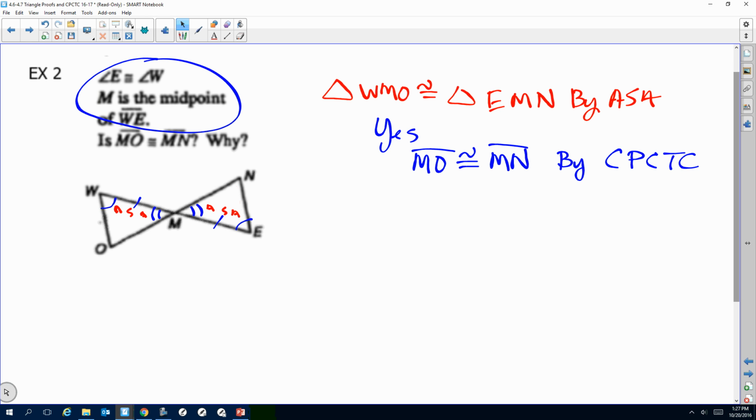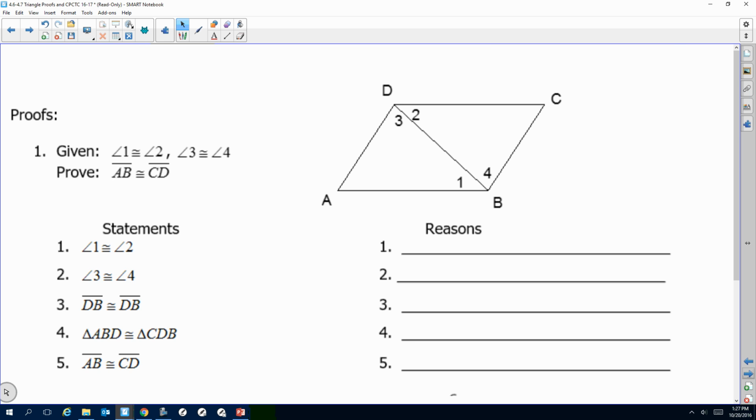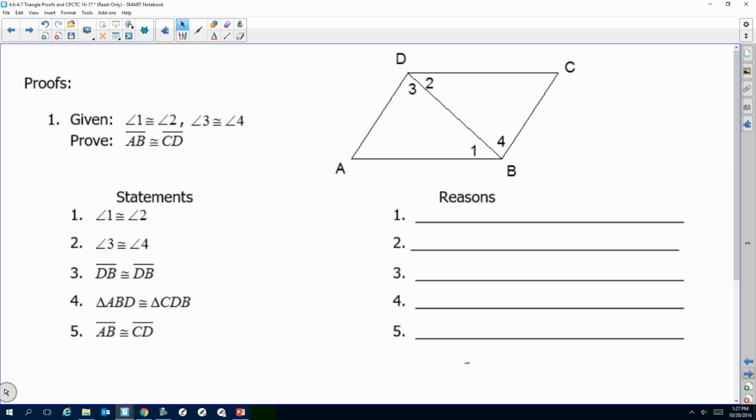All right, so for our first proof, I've given the statements. We're going to make sure we mark it, and we can give the reasons. First proof. Number 1, statement. Angle 1 is angle 2. What's our reason for that? What's always our first line? Given. Given is always the first statement. It says it right here. Given. Angle 1 is congruent to angle 2.